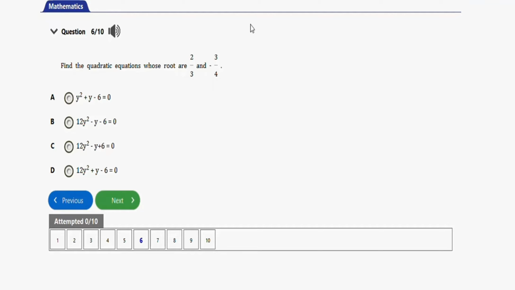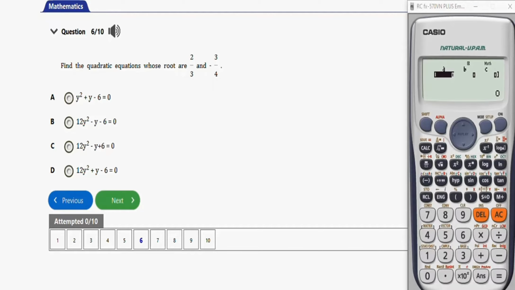Let's go to the next question, which is this one. So let's go ahead and solve this one. Let's get the calculator. So for this question, let's check each of the options. They want to give us these roots. Let's begin with option A.